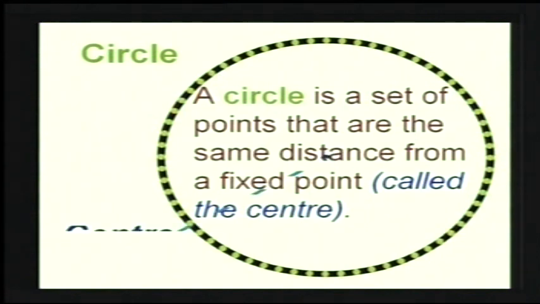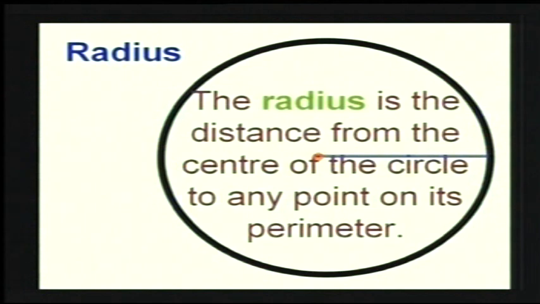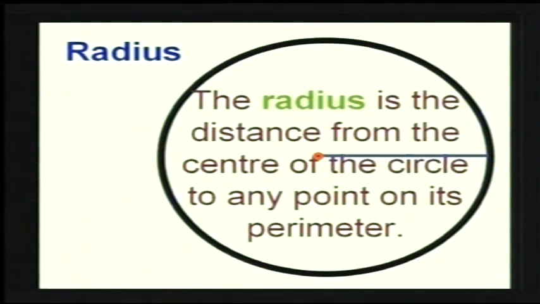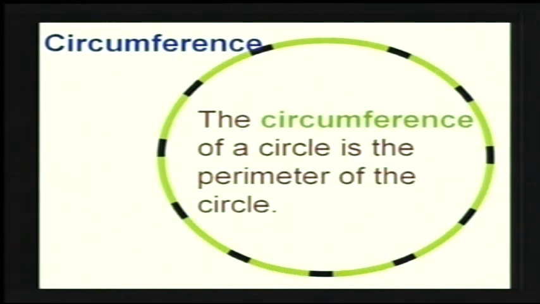First one, circle. Again, a circle is a set of points that are the same distance from a fixed point called the center. Then the radius. Radius is the distance from the center of the circle to any point on its perimeter. Next, the circumference of a circle is the perimeter of the circle. Again, the circumference of the circle is known as the perimeter of the circle.